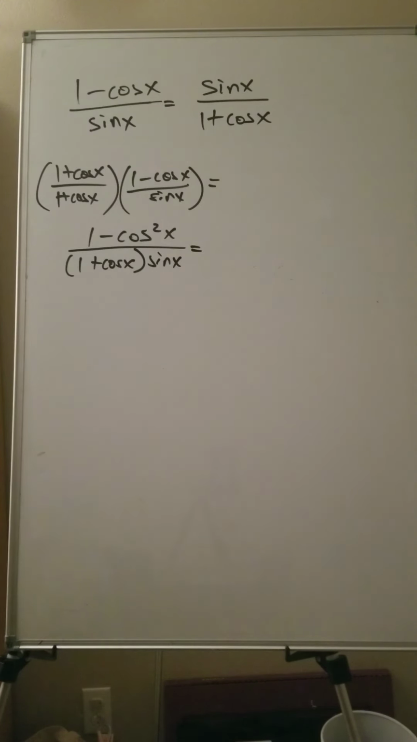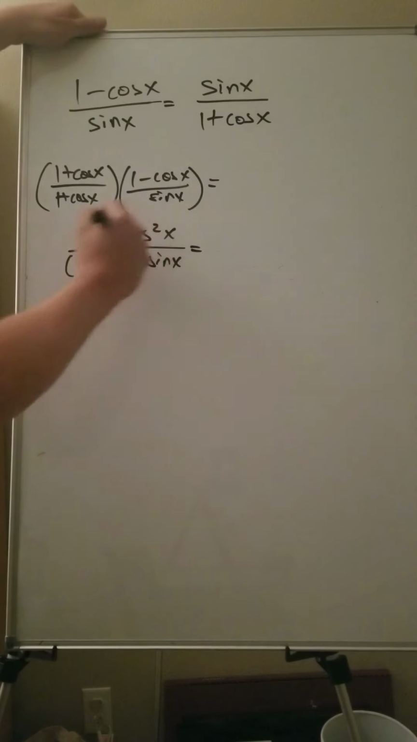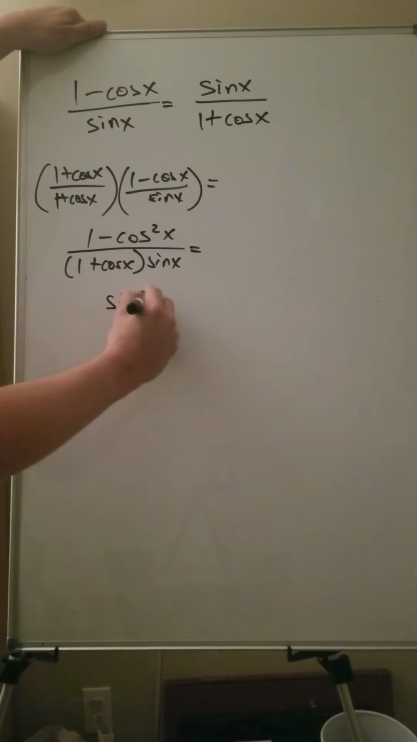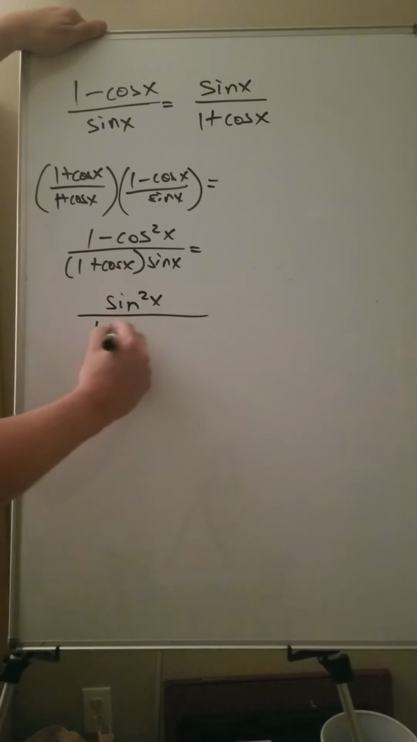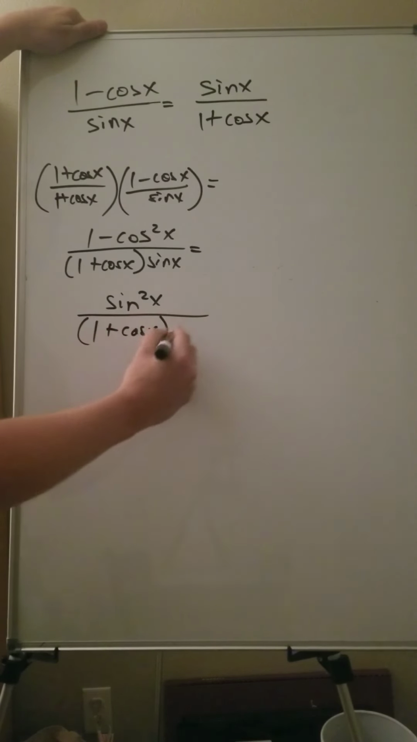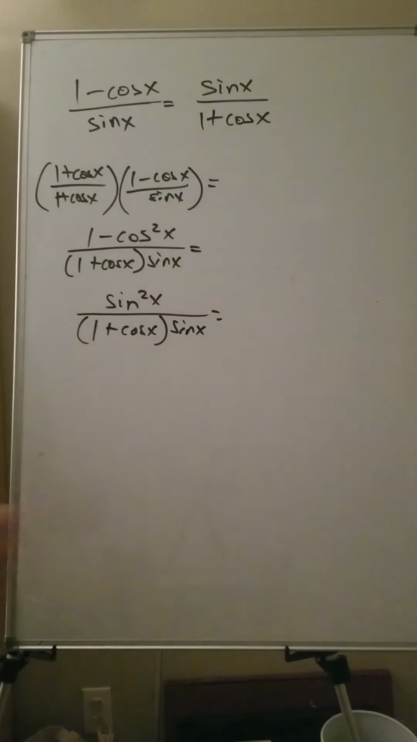Well, don't forget, why did we want to create 1 minus cosine squared here to begin with? We wanted 1 minus cosine squared because ultimately I want to get a sine on top. And I know that 1 minus cosine squared is equal to sine squared x. So now I'm going to make that substitution. So I have sine squared x over 1 plus cosine of x times sine of x. And again, we left the denominator factored because when you leave it factored, if there's any factors that can cancel, you'll already be in factored form and you can readily cancel those factors out.